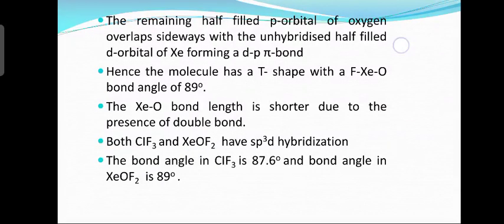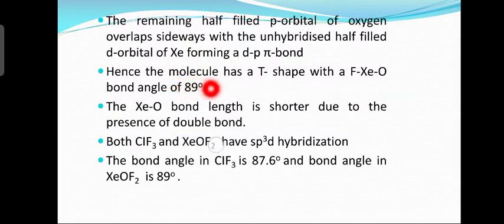Next slide. Oxygen has two half-filled p orbitals. The remaining half-filled p orbital of oxygen overlaps sideways with the unhybridized half-filled d orbital of xenon. You know that there is one unhybridized d orbital, correct? So the half-filled p orbital of the oxygen atom overlaps sideways with the half-filled, unhybridized d orbital, forming a pi bond. So a pi bond is also formed. That means between xenon and oxygen there are two bonds: one sigma bond and one pi bond.